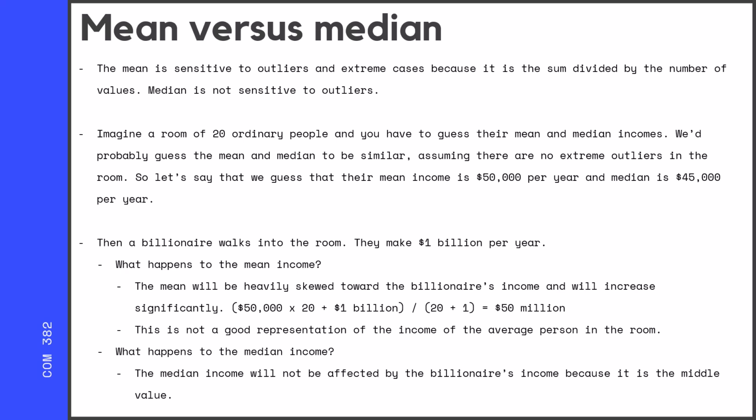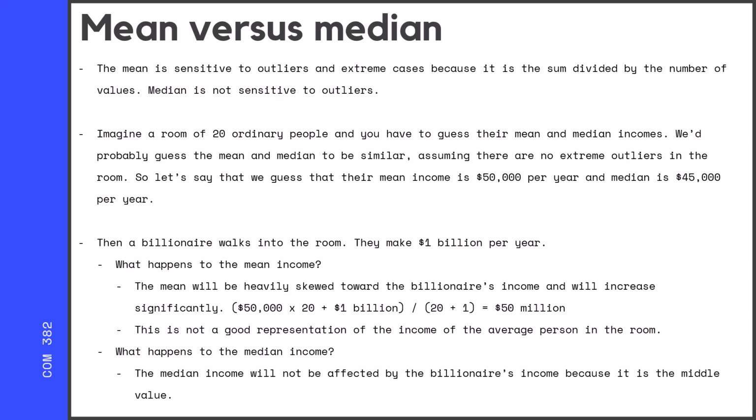So you take that 50,000, let's say, times 20 people, add $1 billion, divide it by 21 people now, and now you have a mean income of $50 million. Instead of a mean income of 50,000, right? So you can see that this really screwed up the mean, and it's hard to know what's going on in the room because that one billionaire really messed it up. So this is not a good representation of income.